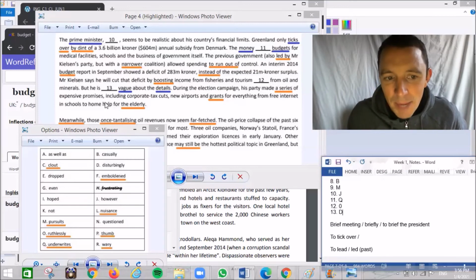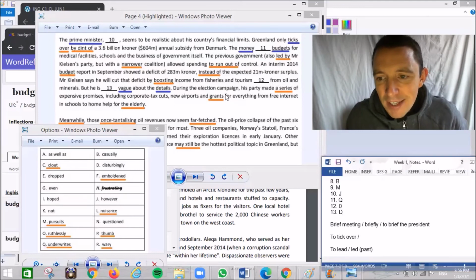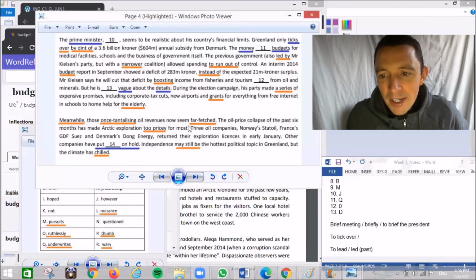A series of expensive promises, including corporate tax cuts, new airports, and grant. So grant is like a beca, financial beca. It's money you receive from the government, or from, typically from the government, or from a university. It's una beca, okay? Money that you receive for everything from free internet in schools to home help for the elderly, okay?